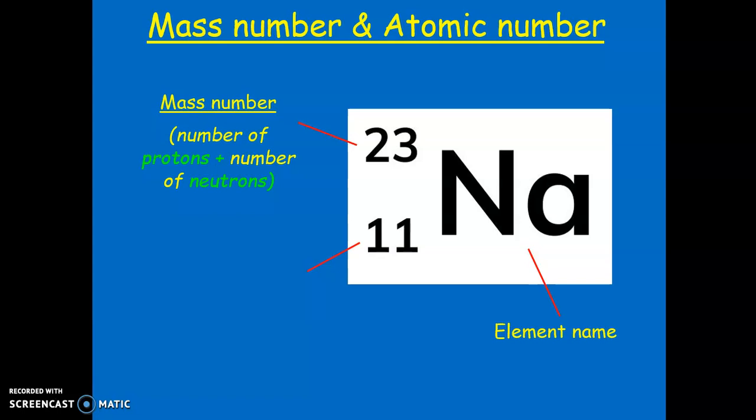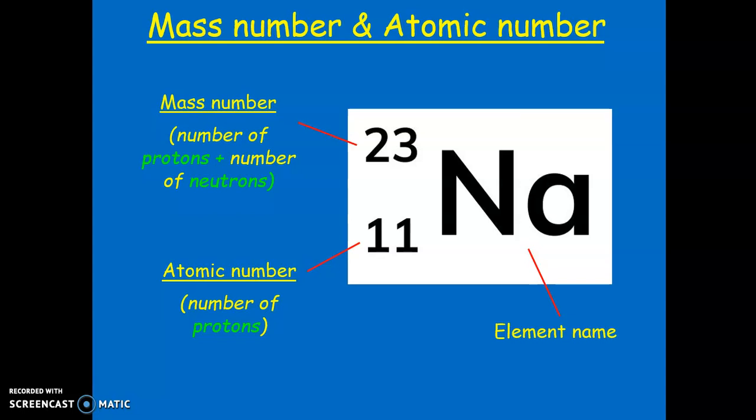However, the smaller number is called the atomic number, and that tells you how many protons out of the 23 there are. So in this case, out of the 23 protons and neutrons in the nucleus, which is the mass number, there are 11 of those as protons. That 11 will only ever be for sodium. If that proton number, atomic number changes, then that element symbol will change because it becomes a different element when the proton number changes, atomic number changes.